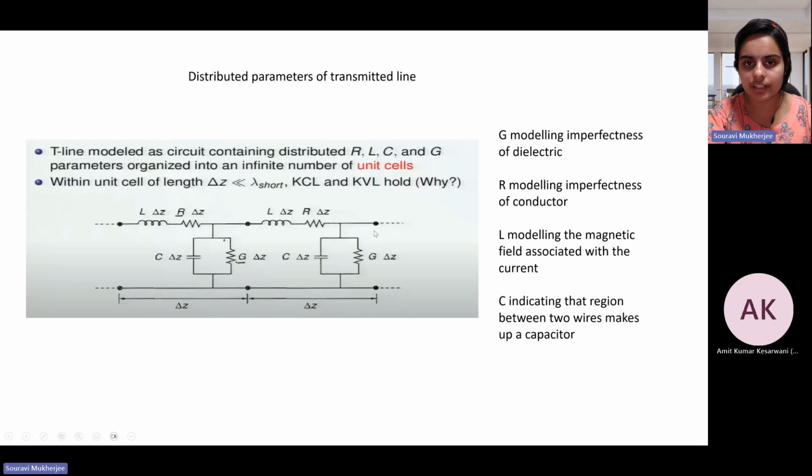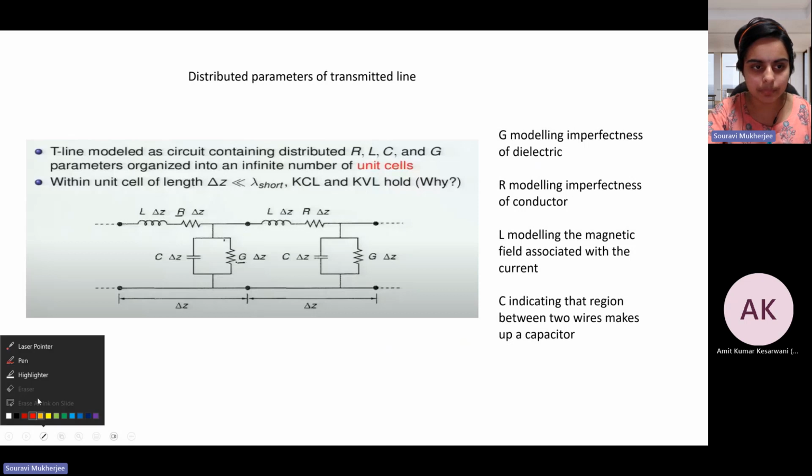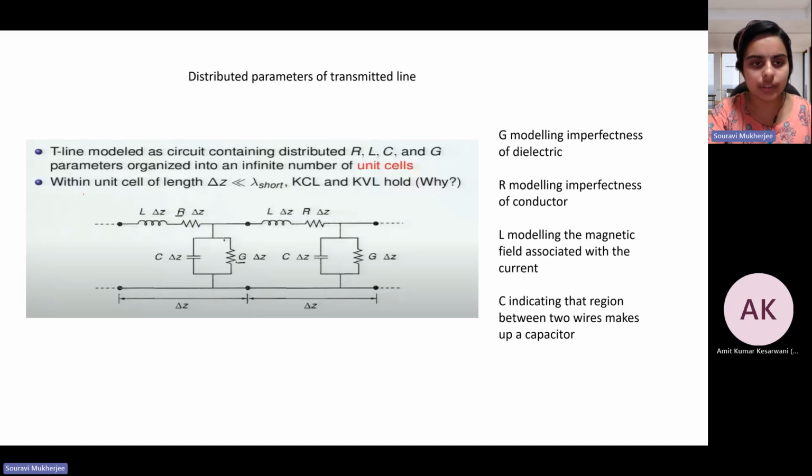Now you can have multiple such unit cells over the entire region of your circuit, and that can help you tell what the effect of your connecting leads is. So what is this basically? Think of a circuit where here you have the source, and then it can go somewhere, it can be terminated, which we'll talk about later. But now what we want to see is the effect of this wire.